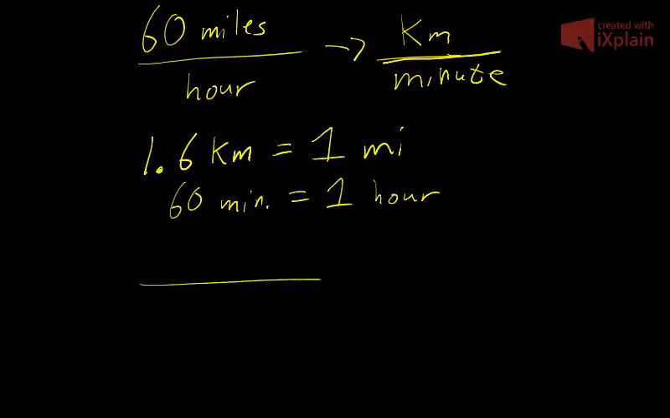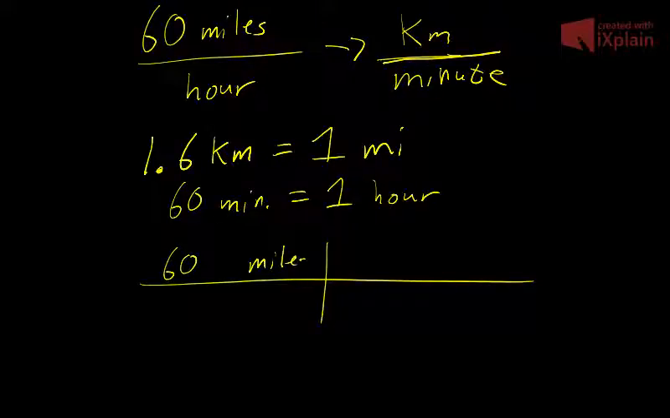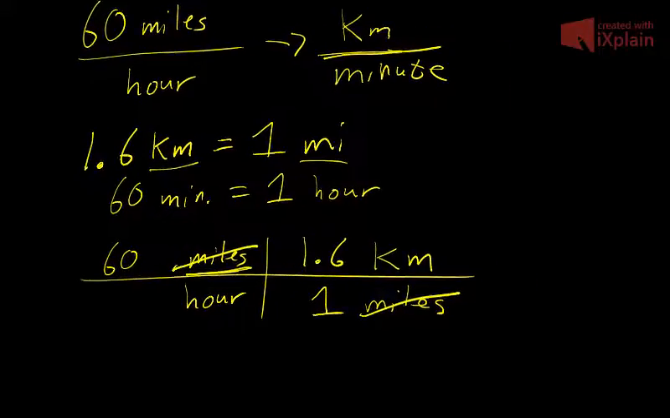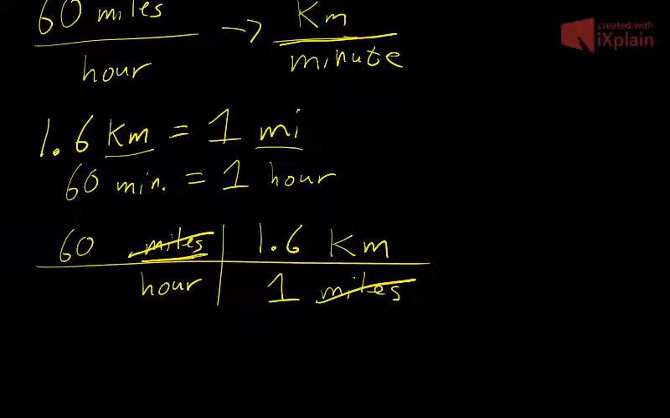So we're going to draw our T-chart here, and we're going to start with 60 miles per hour. And what I want to change, I can start with either of these. I need to get rid of miles and I need to get rid of hours. So looking at miles, I see that it is on top. So to get rid of it, I'm going to put it on bottom. And I want to get to kilometers because I have kilometers and miles here. So I know that 1 mile is equal to 1.6 kilometers. And just like this, I have miles on top and on bottom. I can cancel them out. But this is not enough because I still have those hours on bottom.